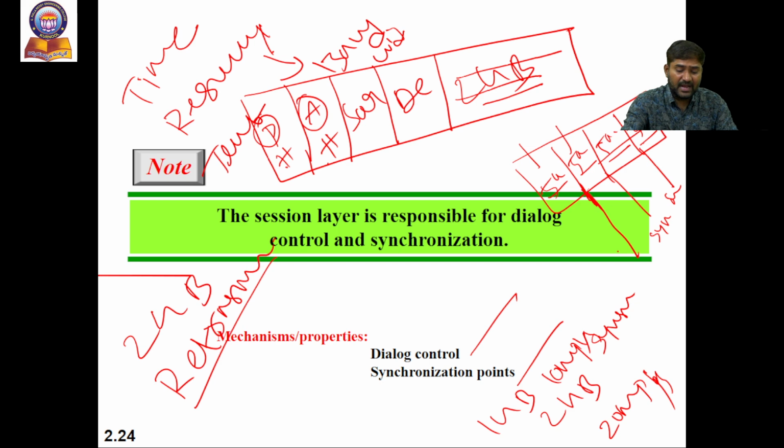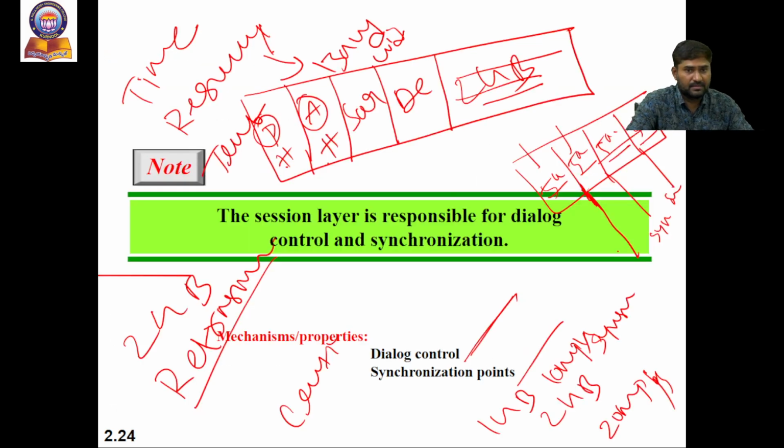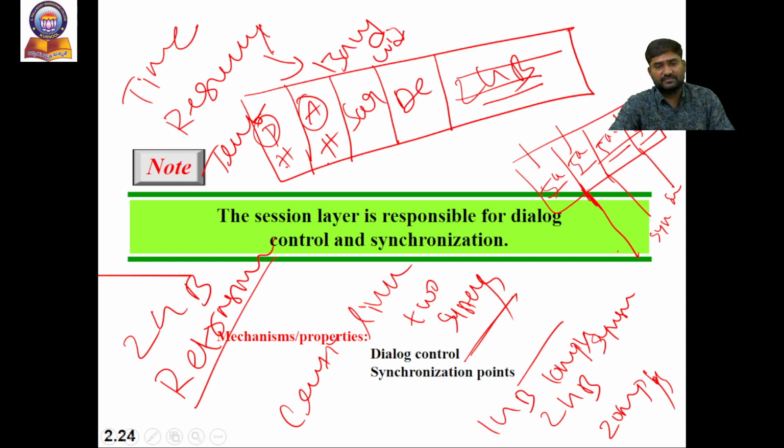And what about the dialog control? Dialog control is nothing but creating a link between two systems. Creating a link between two systems, that is dialog control. A link is nothing but making a path between sender and receiver. So that is dialog control.